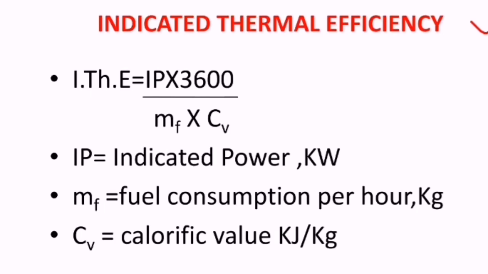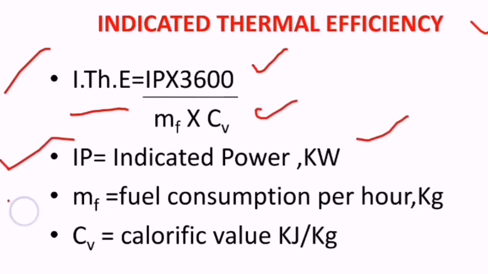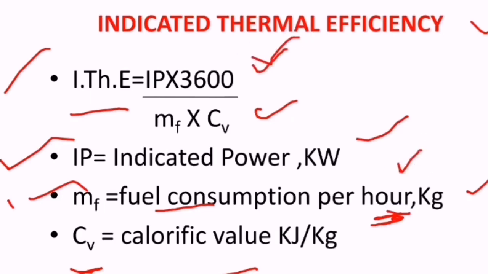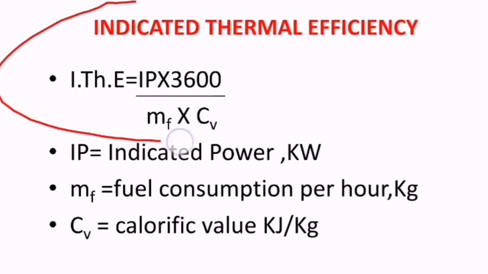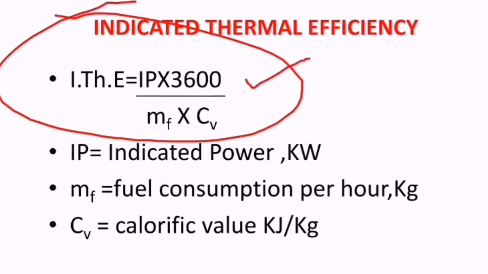What is indicated thermal efficiency? Indicated thermal efficiency is nothing but IP into 3600 by MF into CV. IP means indicated power, in kilowatts. MF is nothing but fuel consumption per hour in kg, as we just saw. CV is nothing but calorific value, in kilojoules per kg. Since we are taking fuel consumption per hour, we multiply IP by 3600, converting the hour into seconds. So this is indicated thermal efficiency. The formula is IP into 3600 by MF into CV.